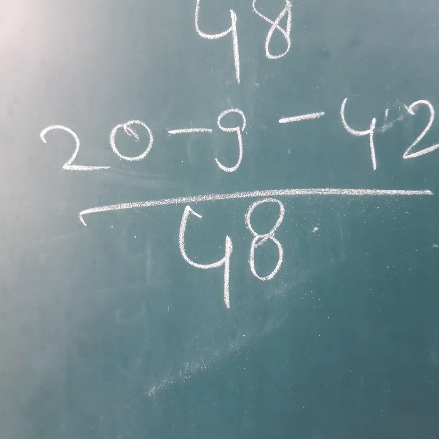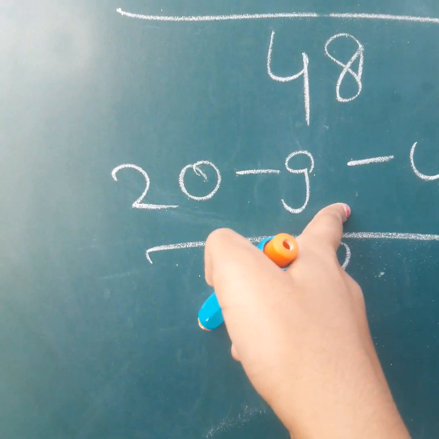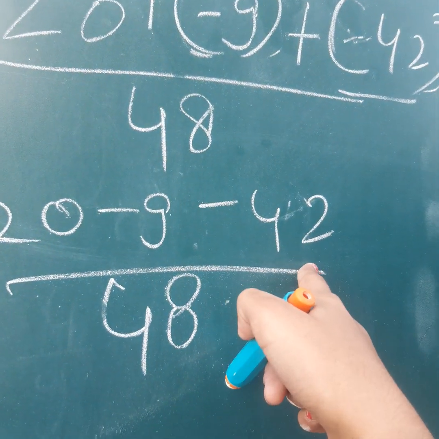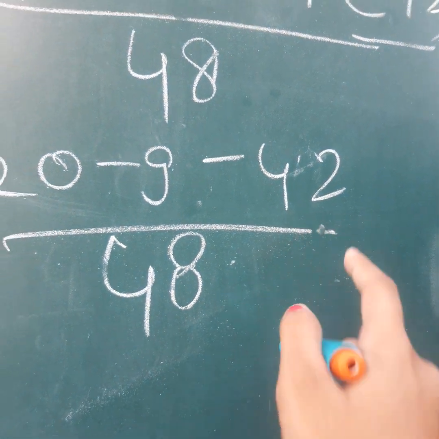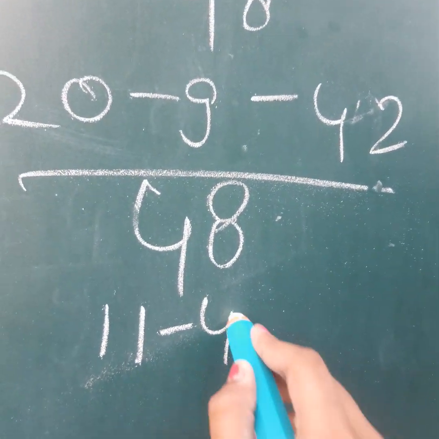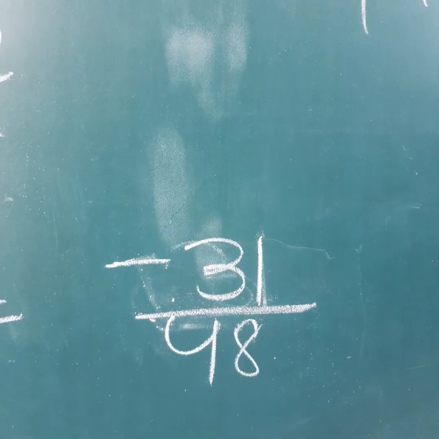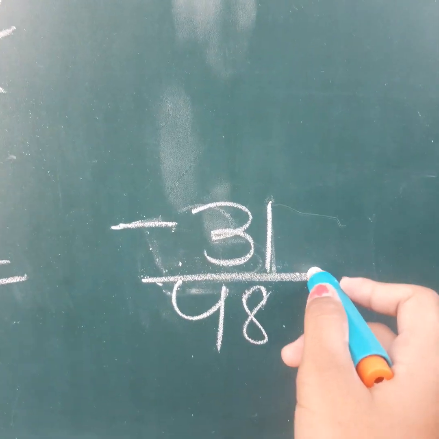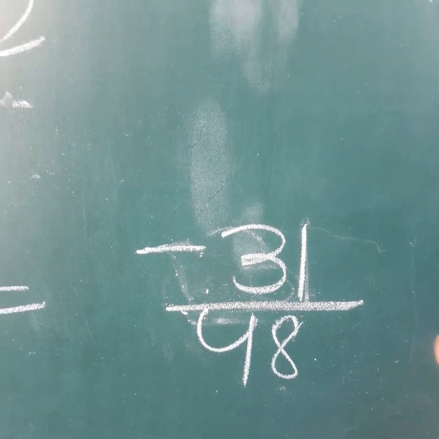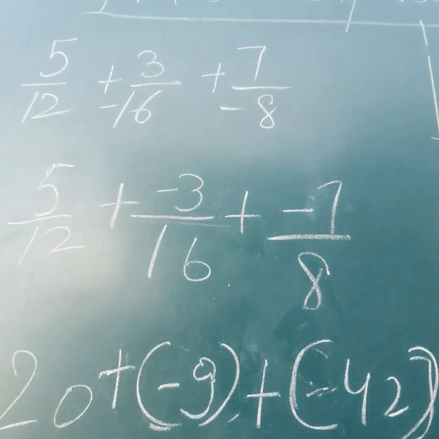So in the next step, we should do 20 minus 9, that is 11, and 11 minus 42, what does it give us? 11 minus 42 over 48 gives the answer minus 31 over 48. So I hope you understand this question.